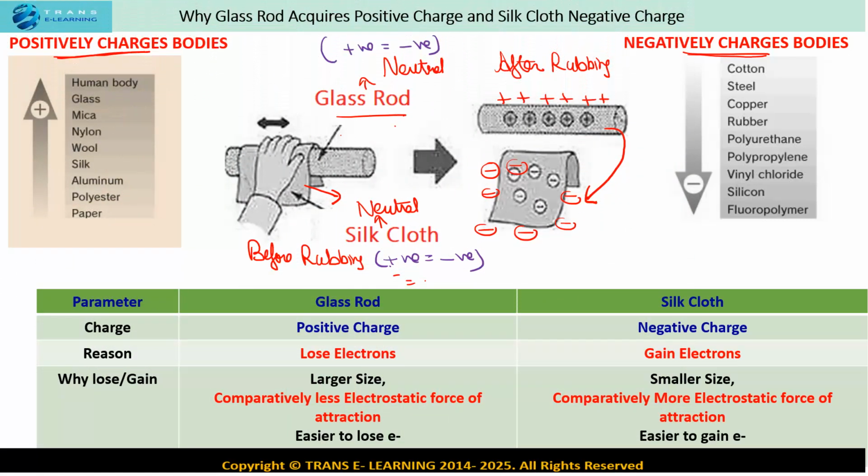Because it will have comparatively less electrostatic force of attraction because of its larger size as compared to the atoms of the silk cloth. In this case, the silk cloth will have a smaller size and it will have comparatively more electrostatic force of attraction. So it is going to gain electrons more easily. So on rubbing, the glass rod will lose electrons and the silk cloth will gain electrons.